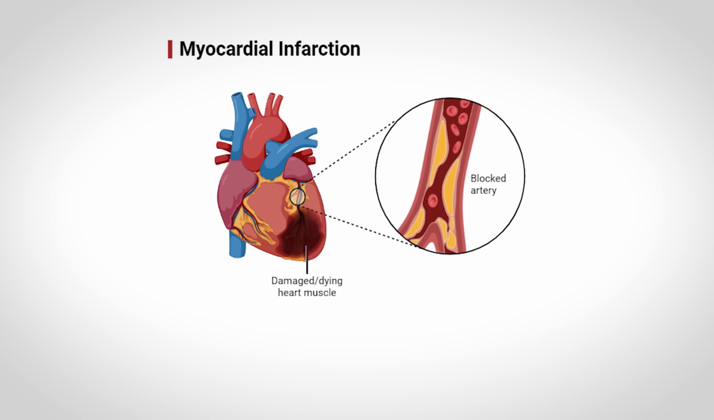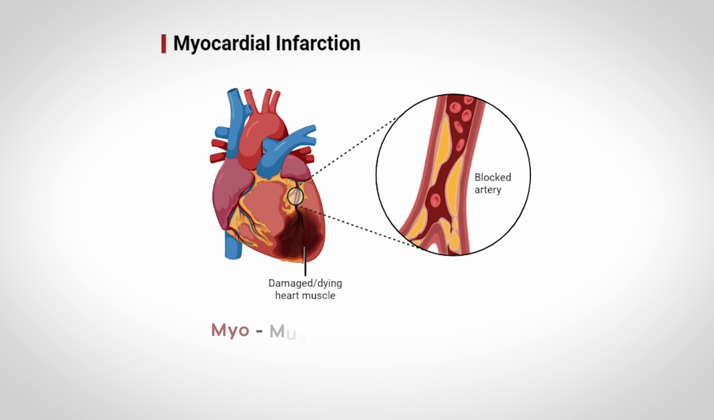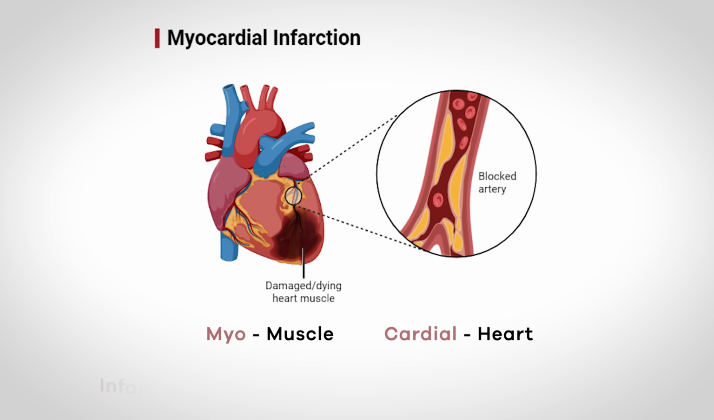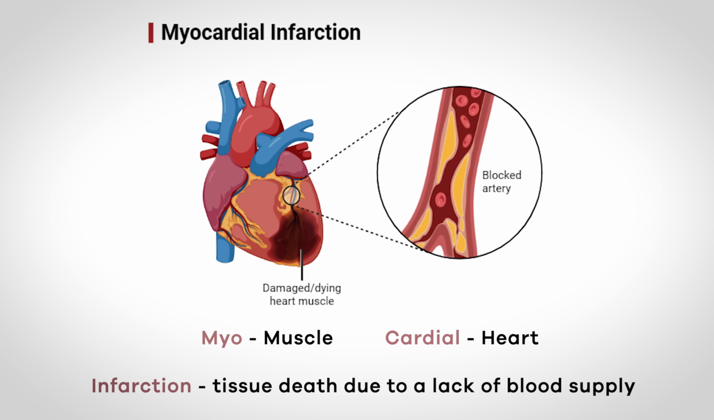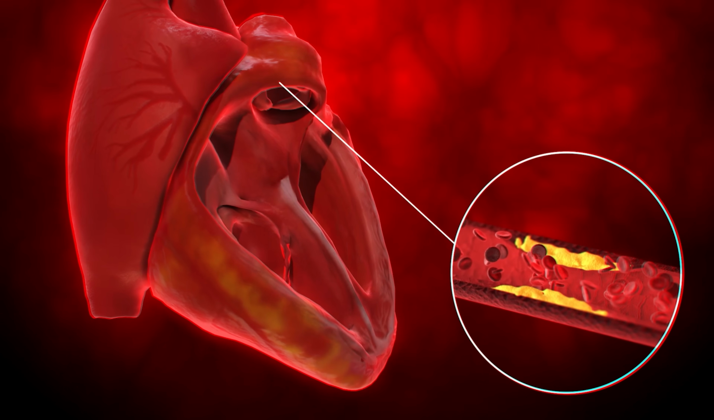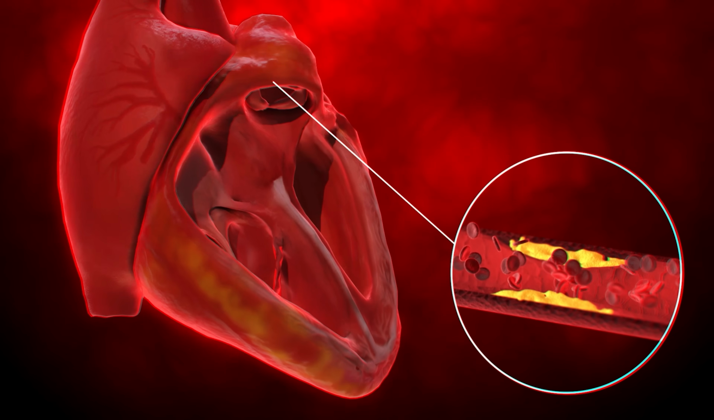The fancy pants medical term for a heart attack is myocardial infarction. Myo refers to muscle, cardial refers to the heart, and infarction means tissue death due to a lack of blood supply. So basically, a heart attack, or myocardial infarction, happens when blood flow to a part of the heart muscle is blocked, starving it of oxygen and nutrients, which causes that muscle tissue to eventually die if this blood flow isn't restored. But what is actually causing this blockage in blood flow?